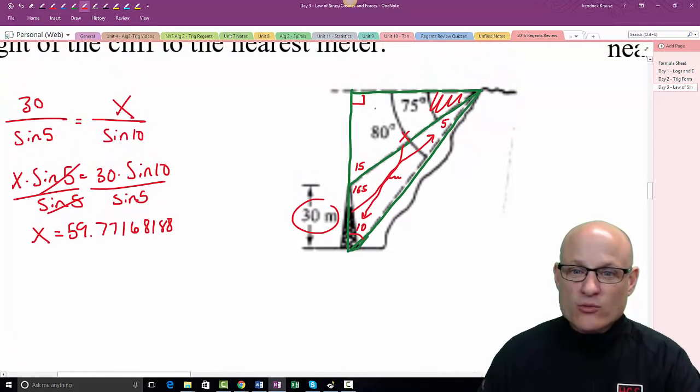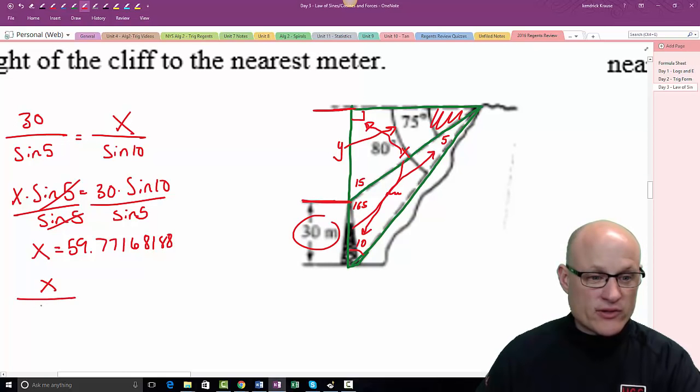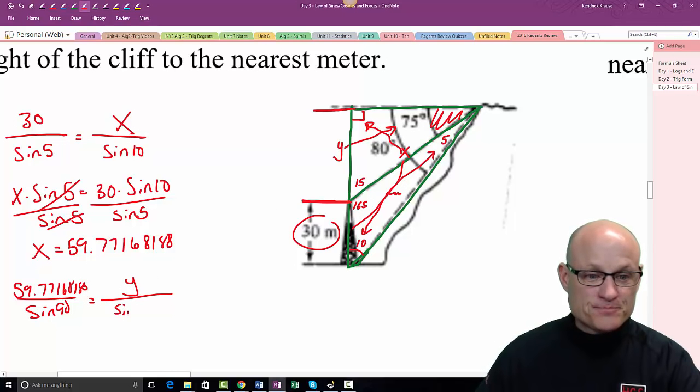Okay, so now we have that. All right, so what do I want? I ultimately want the height. So if I could find this side right here, I'd be probably in pretty good shape. Find this height right here. So what I'm going to do is, let's call this y. Y will go over 75 and x will go over 90. So x over the sine of 90. Wait, hold on. I already know what x is. That's this thing. So it's 59.77168188 is equal to y over the sine of 75.